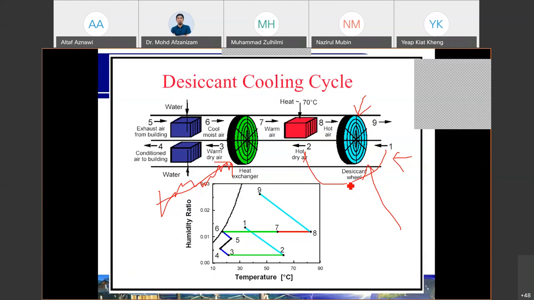Okay, so but the drawback of the system, anyone? Any idea what's the drawback of the desiccant wheel when we put the desiccant wheel in the system? Any idea?